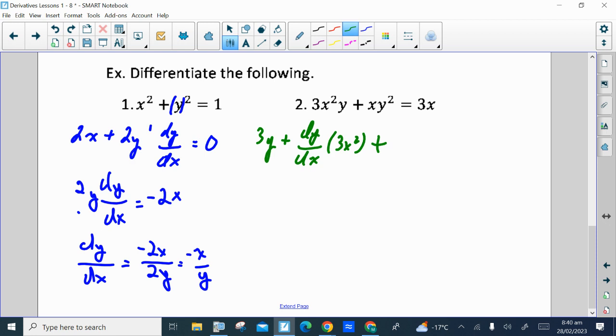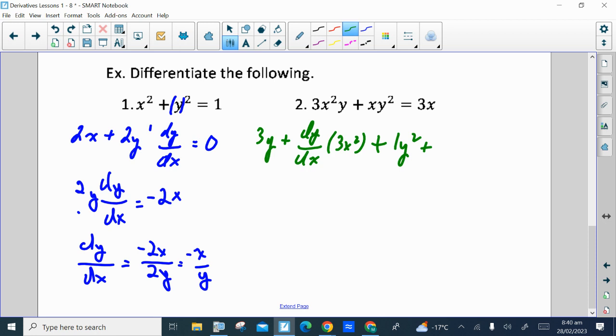Plus, now we're going to differentiate that second term. Again, that is a product. First factor is x, second factor is y squared. So using the product law, derivative of the first factor, which is 1, times the second factor of y squared, plus, when you differentiate the second factor, when you differentiate y squared, again, implicit differentiation is used.